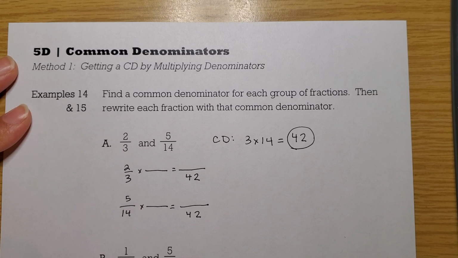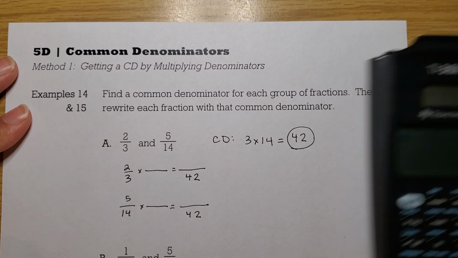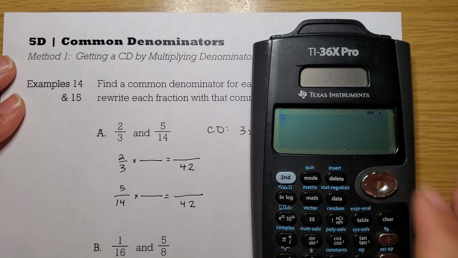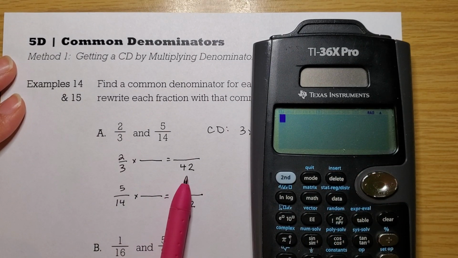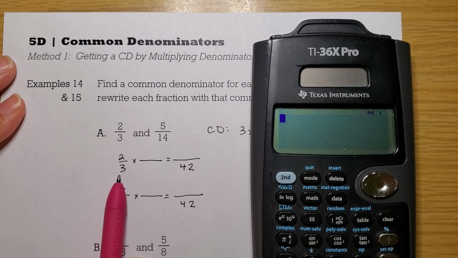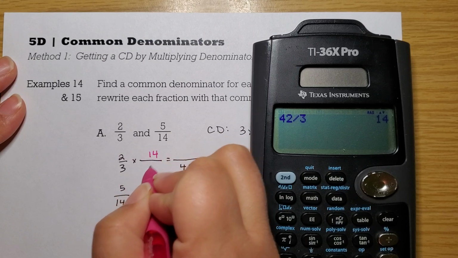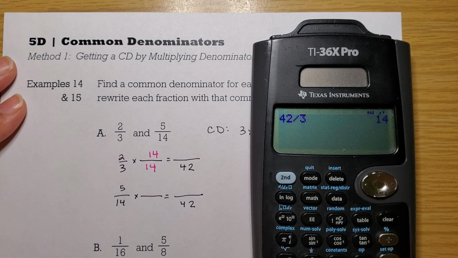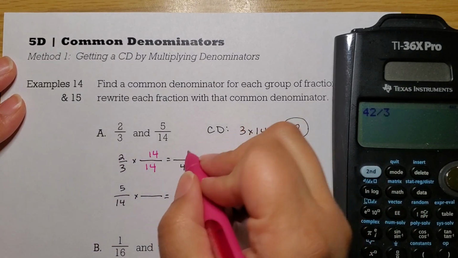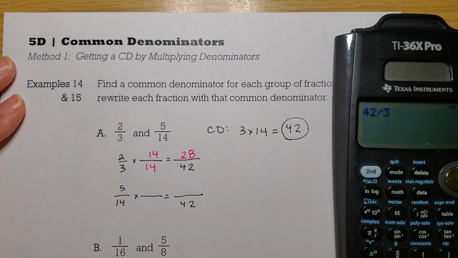This is the technique that we talked about in the last video. If you want to rewrite a fraction with a particular denominator, you take your desired denominator and divide it by the denominator you have. 42 divided by 3 is going to give us 14. 14 is the magic number that we're going to multiply the top and the bottom by here. 3 times 14 is 42, and 2 times 14 is 28. So this means that 2/3 and 28/42 are the same number.